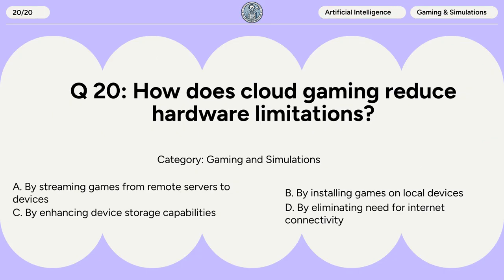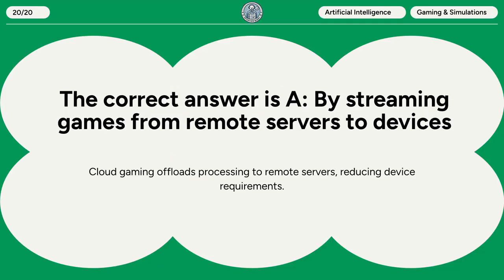Question 20. How does cloud gaming reduce hardware limitations? A. By streaming games from remote servers to devices. B. By installing games on local devices. C. By enhancing device storage capabilities. D. By eliminating need for internet connectivity. The correct answer is A. By streaming games from remote servers to devices. Cloud gaming offloads processing to remote servers, reducing device requirements.